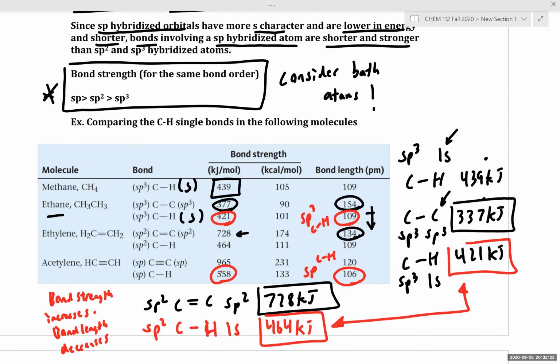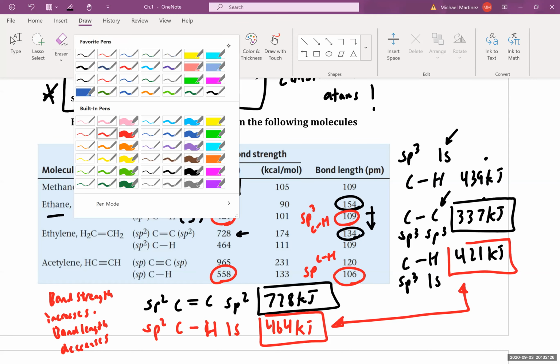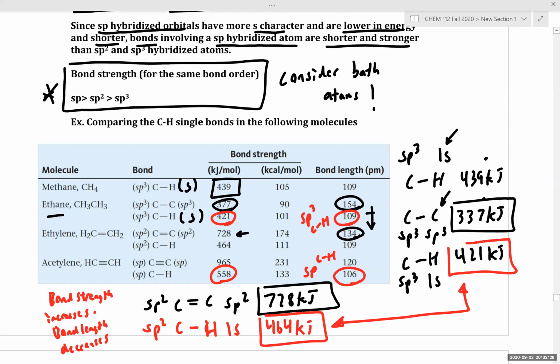Yes. Perfect. So this is the payoff for discussing orbitals, orbital theory, and valence bond theory. It allows you to explain these really important trends in how hybridization affects bond strength. So hybridization is something that you absolutely have to know because we're going to hammer on this point not only in this chapter, but in subsequent chapters.